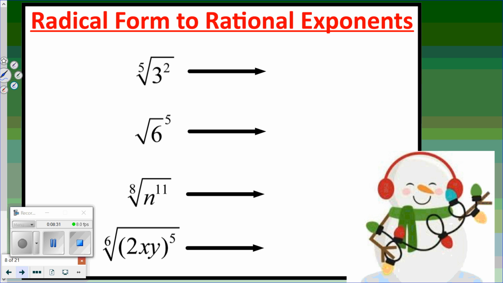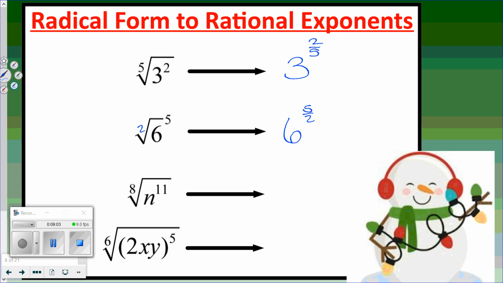So if I have the 5th root of 3 squared, how would you write that? It'd be 3 to what power? 2/5. Because where do roots grow? Underground. Bottom. Underground. All right, so the next one, the square root of 6 to the 5th would be 6 to the 5/2, because that index number is a 2. Roots grow underground.